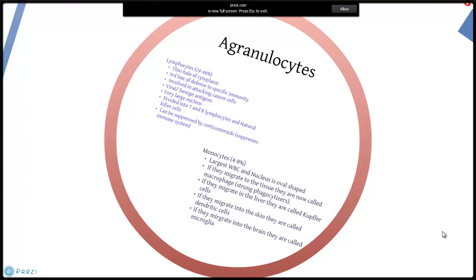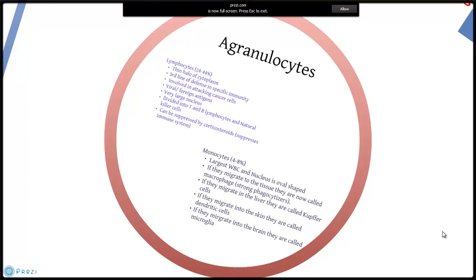And we know that the T lymphocytes are made and produced in the thymus, and then they differentiate into a lot of different T cells, which we won't get into. And then the B lymphocytes are made and stored in the bone marrow. And you can suppress these with corticosteroids because that suppresses your immune system, and we know that corticosteroids are toxic to lymphocytes.